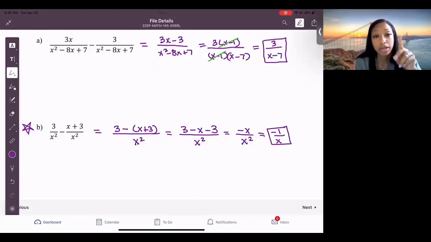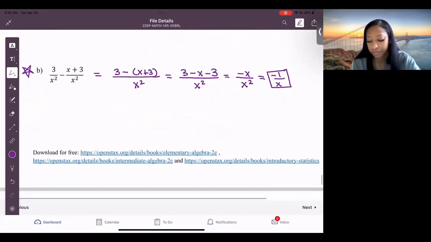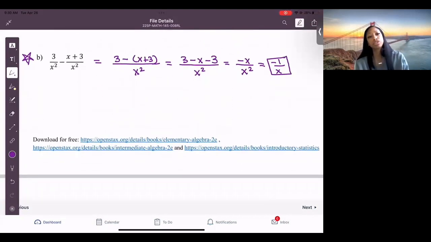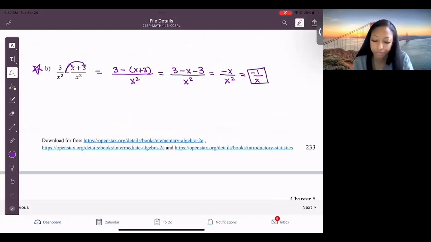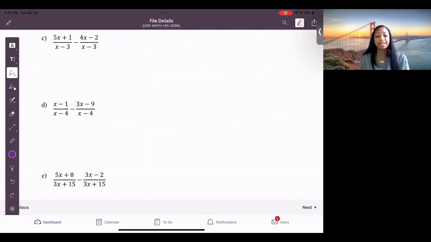So again, I put a star here to emphasize that for subtracting rational expressions, we have to subtract all of the terms in the second numerator. So be very careful and make sure you distribute this subtraction to each of these terms. So we're going to subtract the x and subtract the 3. On to C. Same idea here.